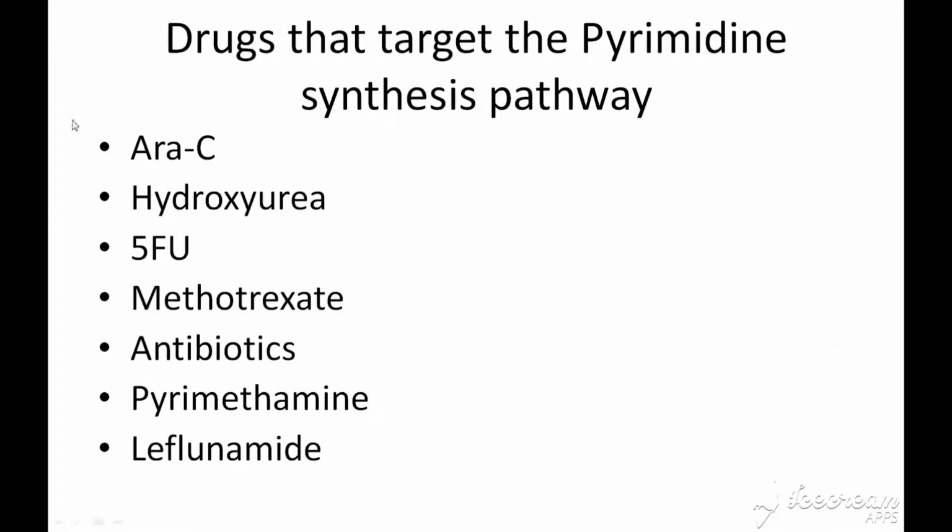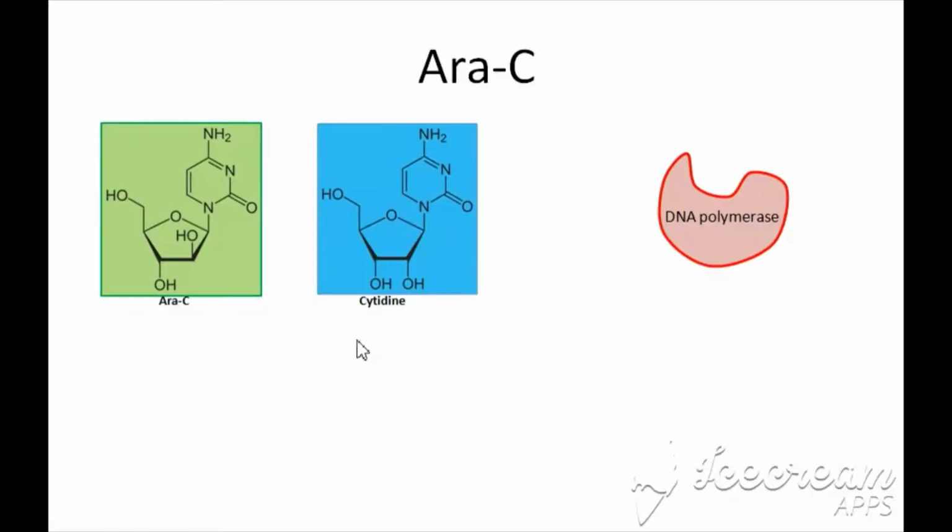So now we're going to talk about the drugs that target the pyrimidine synthesis pathway. These drugs are Ara-C, hydroxyurea, 5-FU, methotrexate, antibiotics, pyrimethamine, and leflunomide. The first drug that we're going to talk about is called Ara-C. Now, this is a chemotherapy agent. This drug mimics the structure of cytidine. So this is the structure of Ara-C, and this is the structure of cytidine. As we can see, they have very similar chemical structures.